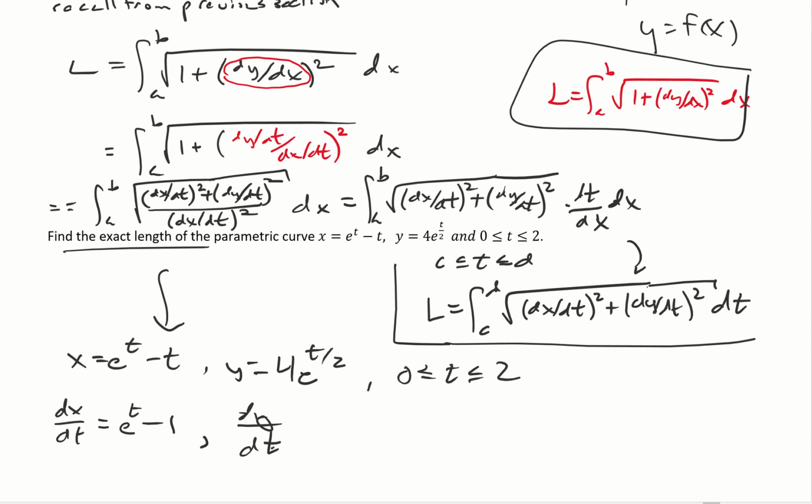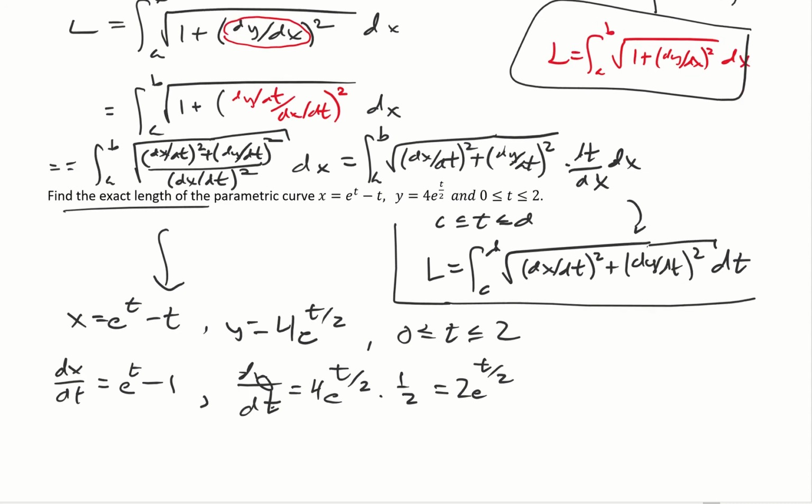Okay, and the other one is equal to 4 times e to the t over 2, but then you derive 1/2 t and you get 1/2. So upon cleaning that up, what we have really is 2e to the t over 2. We need those derivatives because here comes the formula.